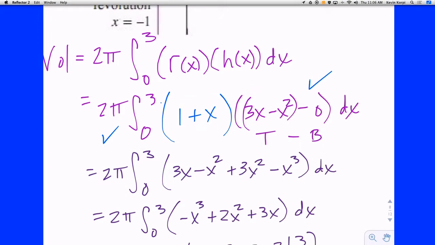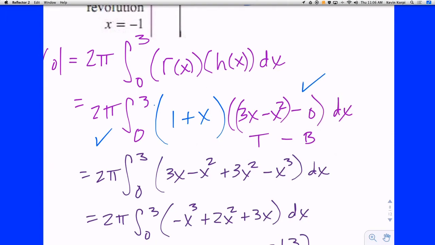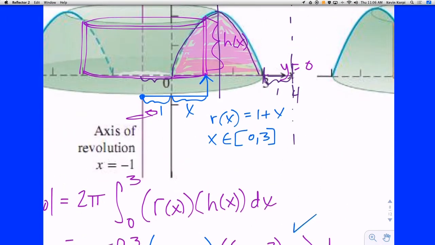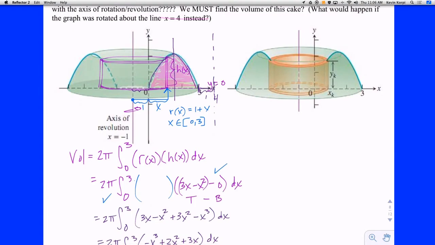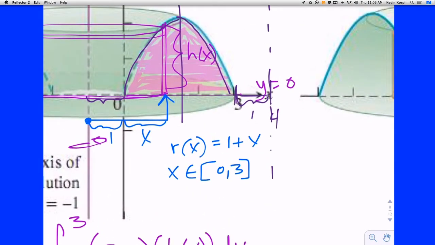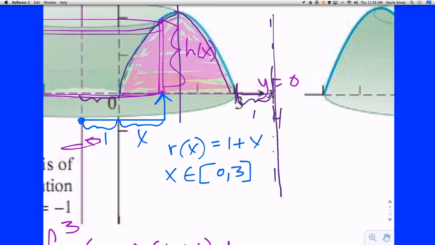The 2 pi in the front would stay the same, right? Because we're still slicing it vertically. We're still slicing it from 0 to 3 because that's where the region was. Is the height of the slice still top minus bottom? Yes. The only thing that's going to change is the radius. Okay, so let's get rid of the 1 plus x. And if you want to come over here, now your axis is over here at 4, and the distance now from the axis to one of those slices would be what?